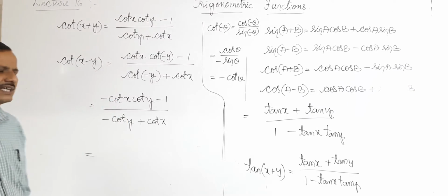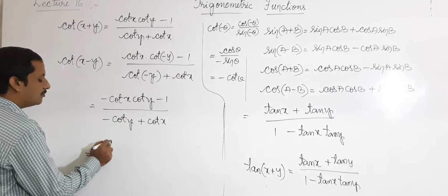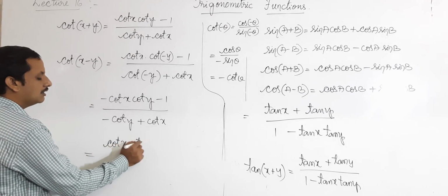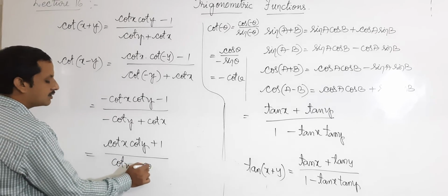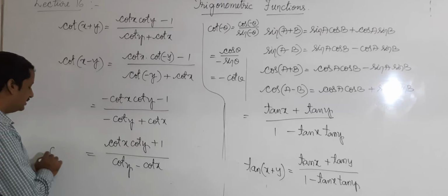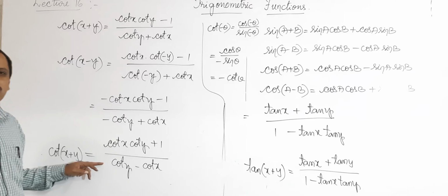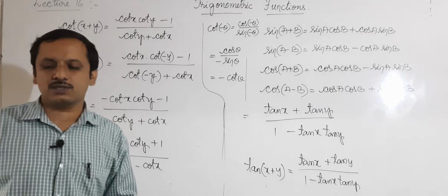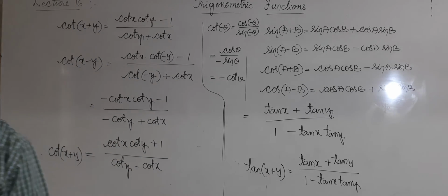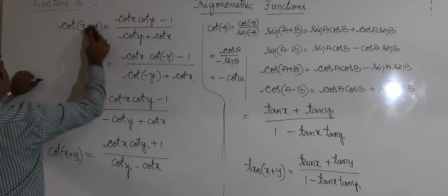I will multiply and divide by minus sine. So this will become cot x cot y plus 1 divided by cot y minus cot x. Okay, this is the formula for cot of x plus y. Cot of x plus y is equal to cot x cot y plus 1 divided by cot y minus cot x. Okay, so all these things you should remember.